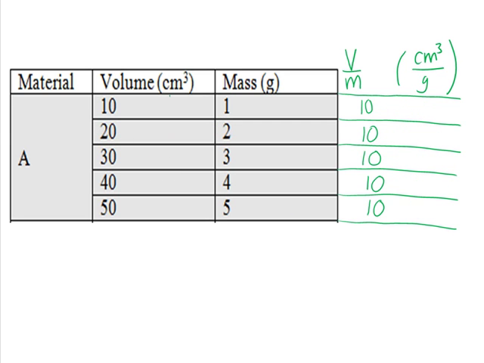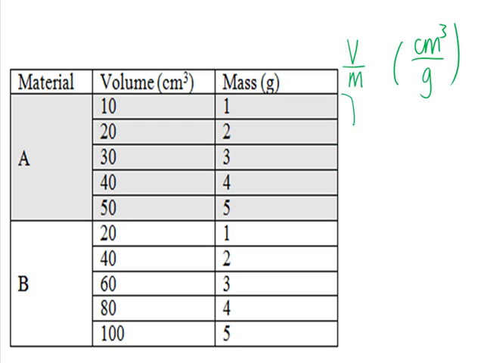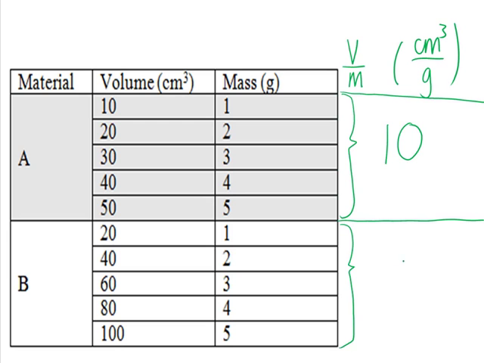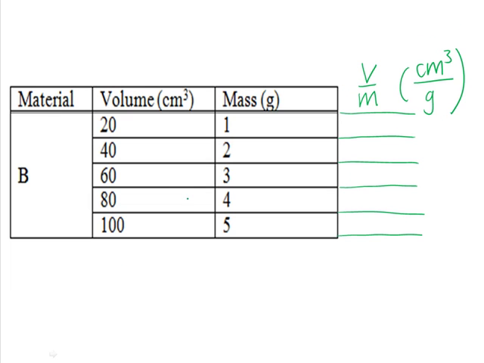Always centimeter cube divided by mass gives you an answer of 10 centimeter cube per gram in each case for A. For B, the ratio of volume to mass is always 20 centimeter cubed per gram. 80 centimeter cubed divided by 4 grams equals 20 centimeter cubed per gram. 100 centimeter cubed per 5 grams is the same as 20 centimeter cubed per 1 gram.